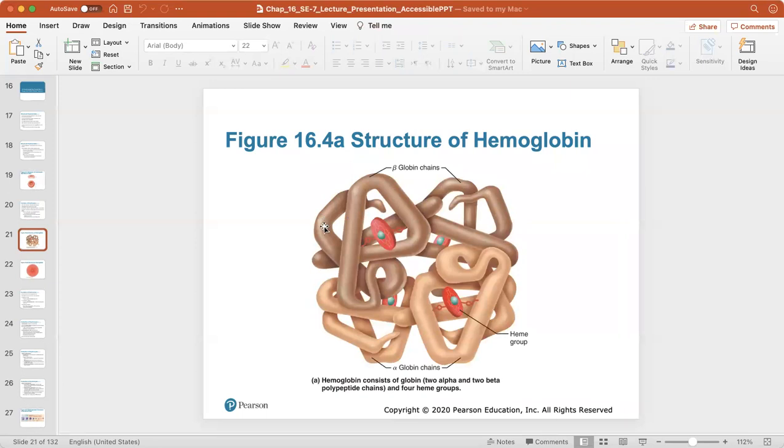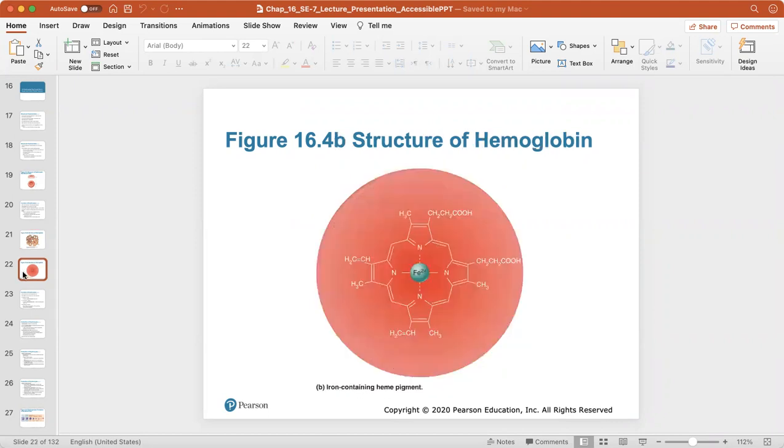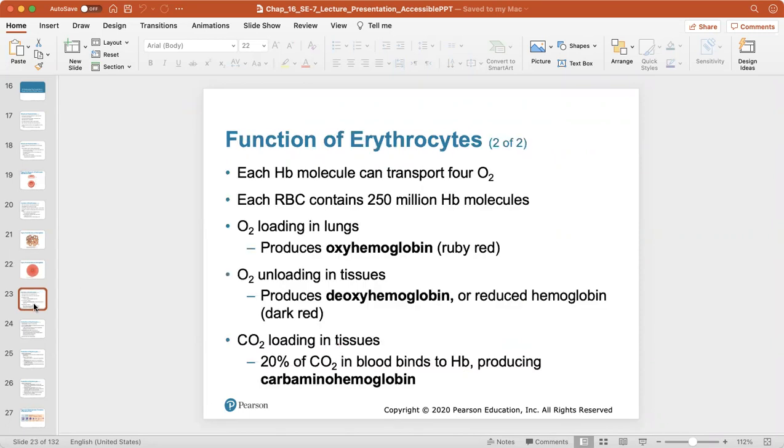So here's a look at the structure of hemoglobin, made up of the 2 alpha globin chains on the bottom and 2 beta globin chains on the top, and their central heme group with the iron atom binds to 1 oxygen. So 1 hemoglobin molecule can bind 4 oxygens. And here's the chemical formula showing the 4 chains and then the iron-containing heme pigment. So each hemoglobin molecule can transport 4 oxygens.